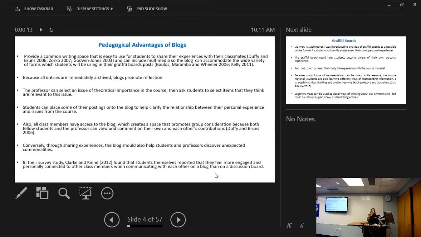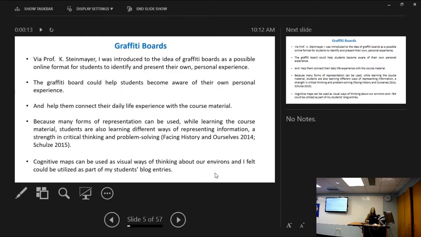So actually, one of the things I think I mentioned somewhere in here, graffiti boards. My colleague had introduced me to this idea of a graffiti board, and there's ways of doing it where you put poster paper up on it and you ask the students to draw. But you can also use a graffiti board online. So that gets me back to one of the reasons why I like this idea of a blog, because you could use multimedia. It wasn't just restricted to text entries.